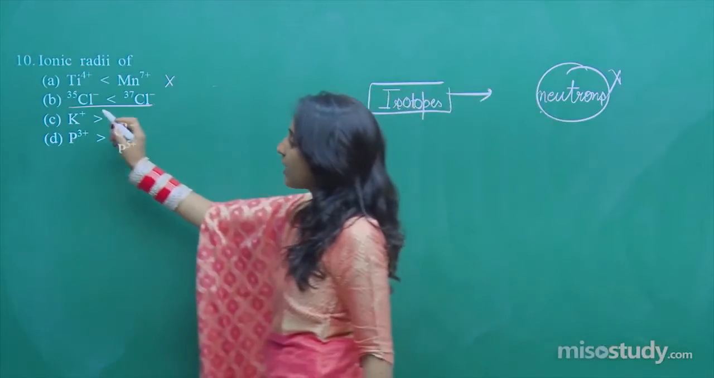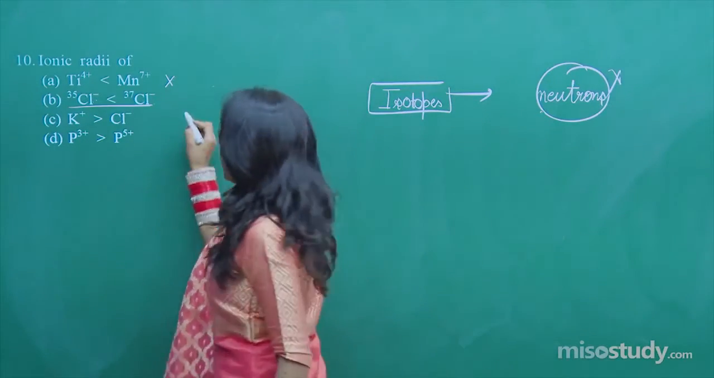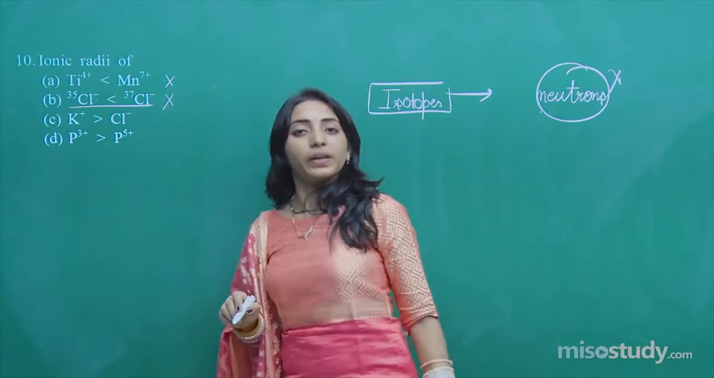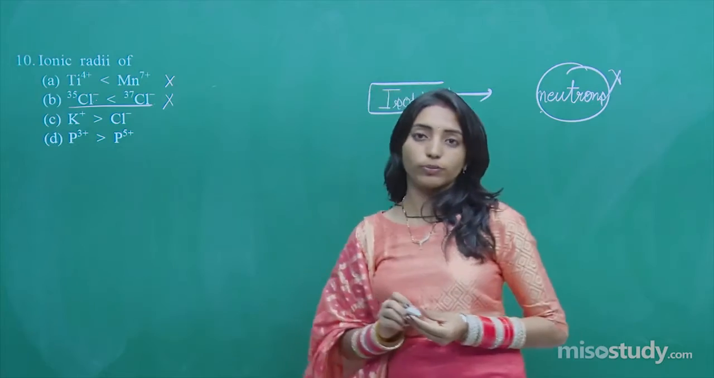So when you compare the sizes of the anion, Cl minus, Cl minus, but different isotopes, you cannot compare. So they will be same. Fine? So this is also not the correct option.